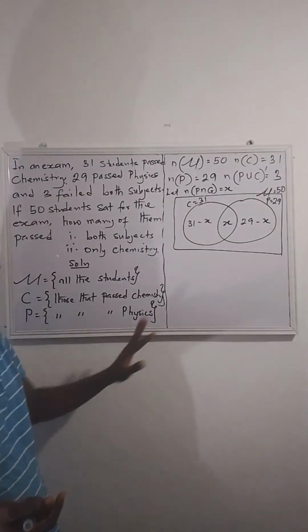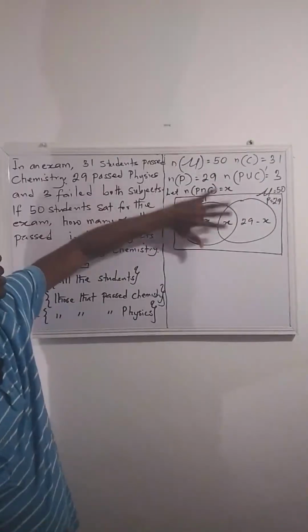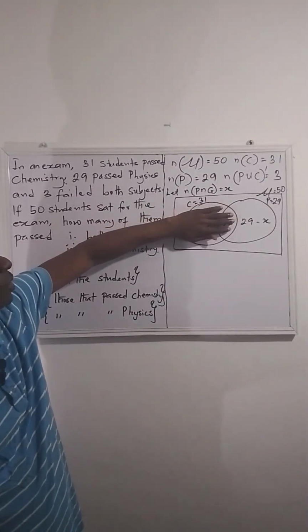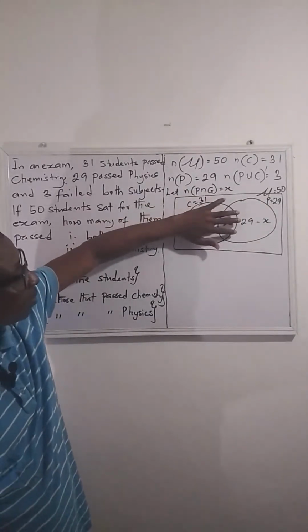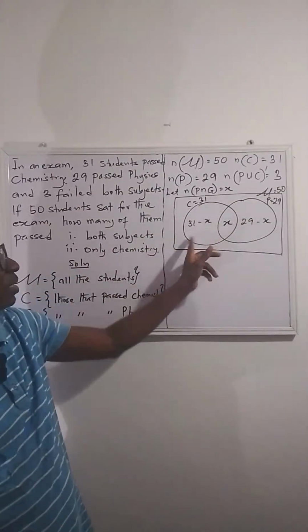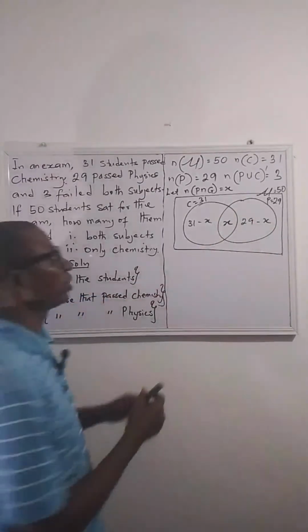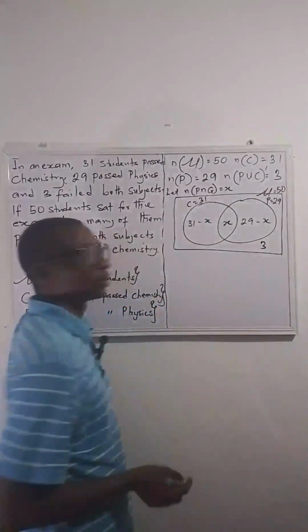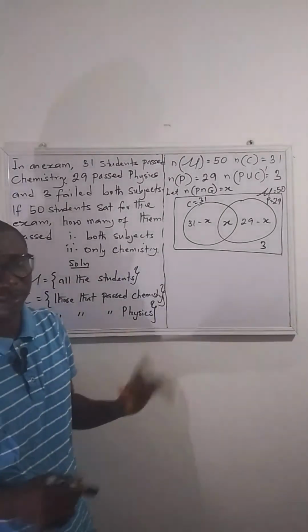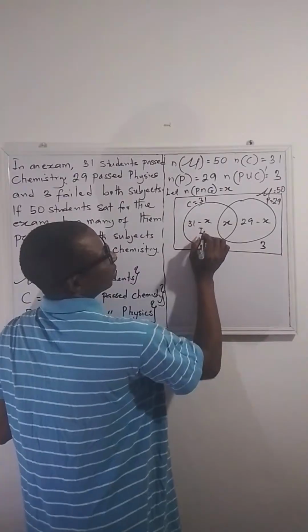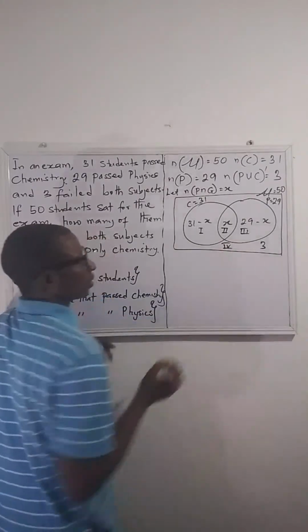Now the next one is those that failed, that is, those that are not in chemistry and physics. Those that failed chemistry and physics will be outside, because this set is for those that passed chemistry, and physics is here. So those that failed will be outside. So we have 3 here. Hope you get that. So now, the next thing is to locate the parts. This is the first part, the second part, the third part, and the fourth part.